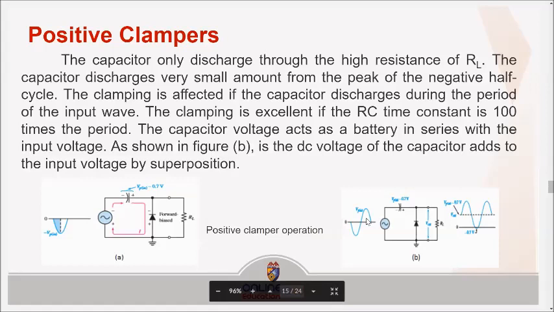Then, the clamping is excellent if the RC time constant is 100 times the period. Okay, ano ba yung RC time constant natin? Ito yung tinatawag nating resistor tsaka capacitance. Kumbaga, yung clamping natin is masasabi natin siyang okay, nag-clamp siya kapag 100 times the period yung value niya. Then, the capacitor voltage acts as a battery in series with the input voltage. Okay, ang function naman ng capacitor voltage dito is nagiging battery siya na naka-series with input voltage as shown in the figure B. Okay, ito yun.